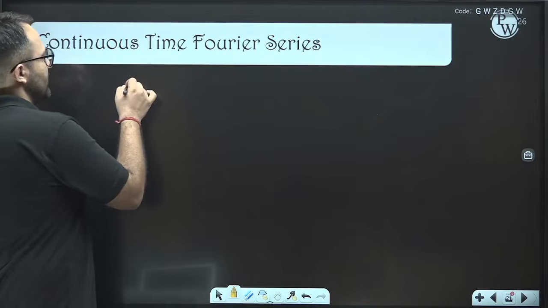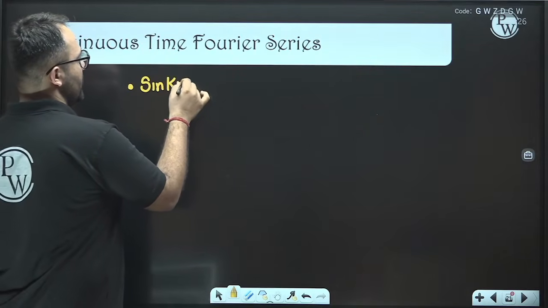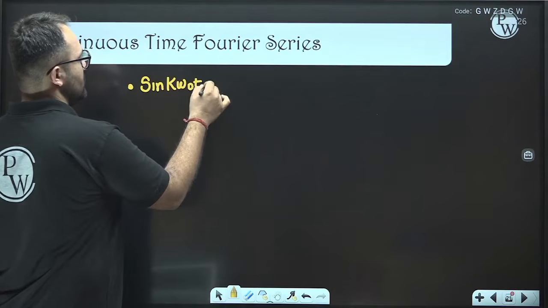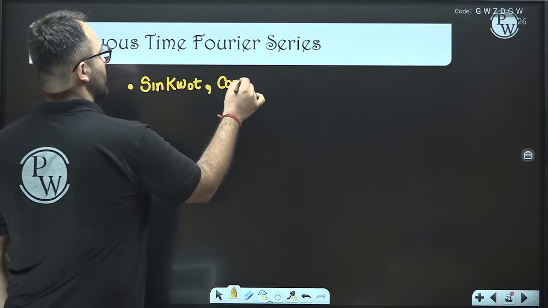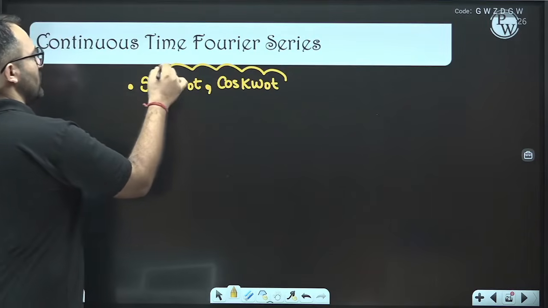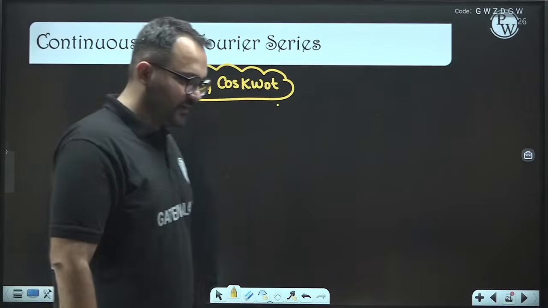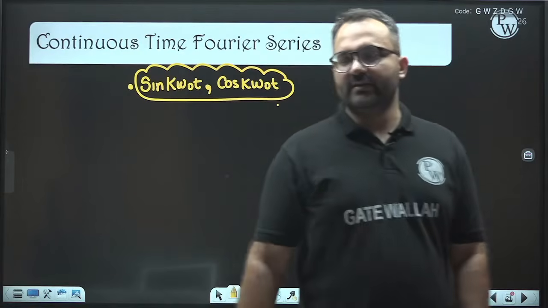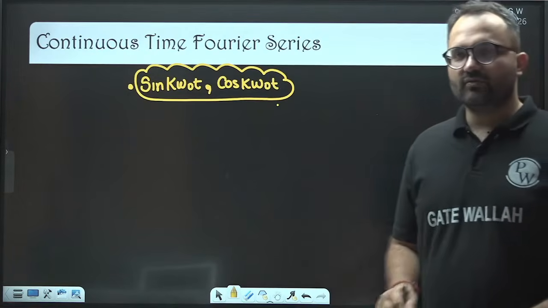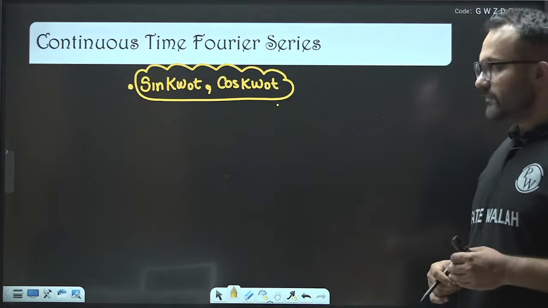Same goes with the sinusoids also. Sine of k omega naught t and cos of k omega naught t are also harmonically related sinusoids. Okay, so these are the points: what is the meaning of harmonically related?